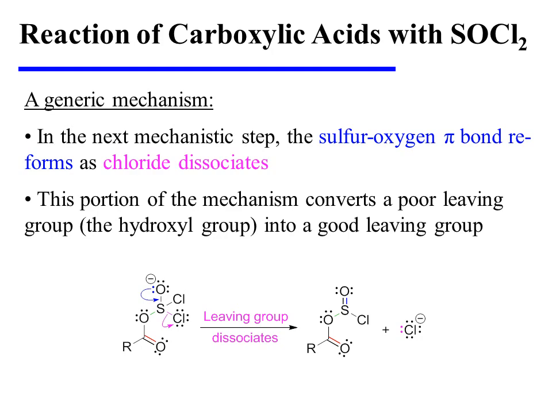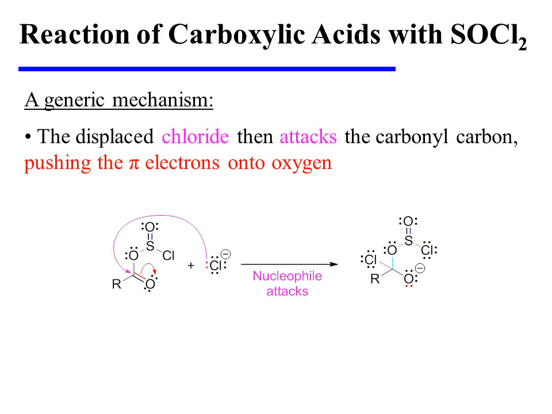In the next mechanistic step, the sulfur-oxygen pi bond is reformed as chloride dissociates. The net result of the mechanism thus far has been to convert a poor leaving group, the hydroxyl group, into what is a much better leaving group. With a good leaving group now bonded to the carbonyl carbon, the substrate can undergo nucleophilic acyl substitution.